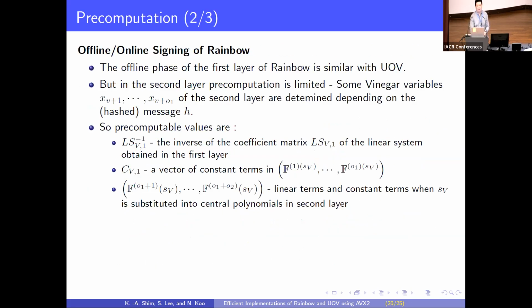The offline phase of the first layer of Rainbow is similar to UOV, but some vinegar variables of the second layer, which are actually oil variables in the first layer, are determined depending on a hash message H. So pre-computation in the second layer is limited, and only the following values are pre-computable.